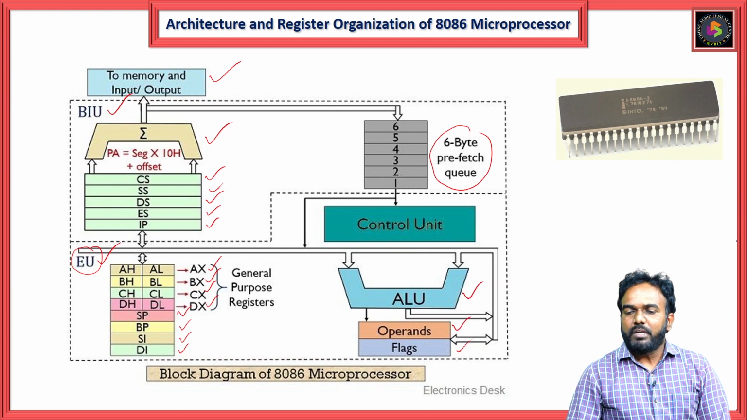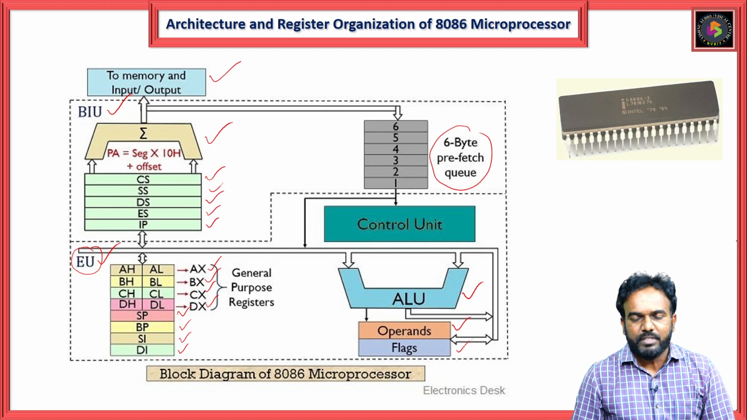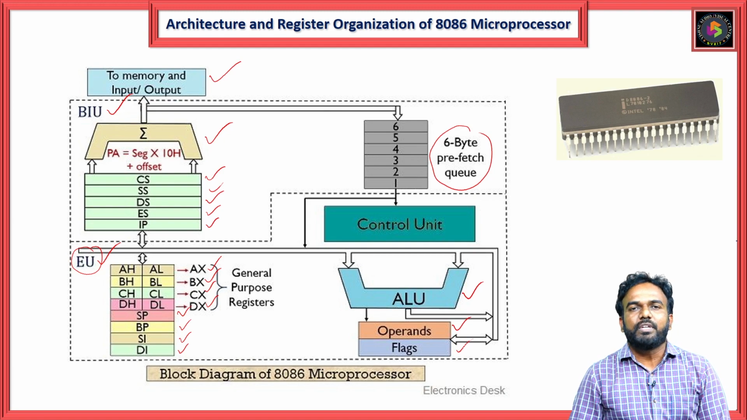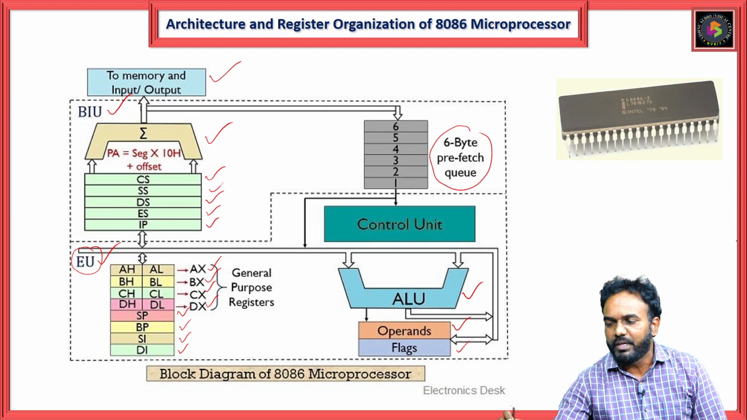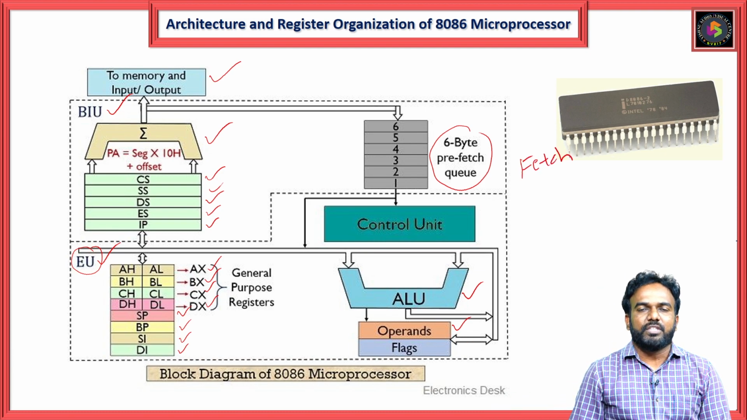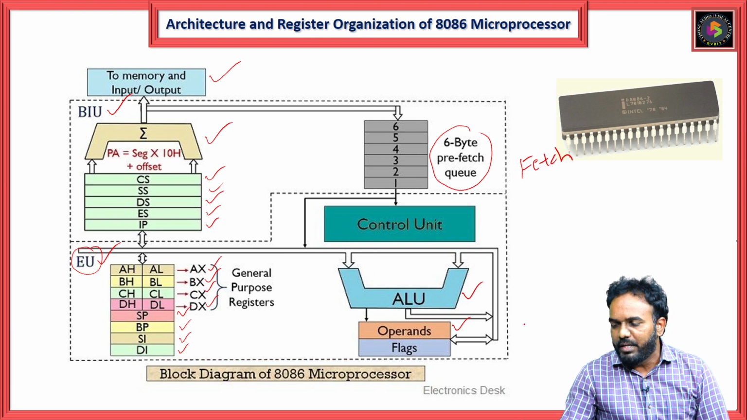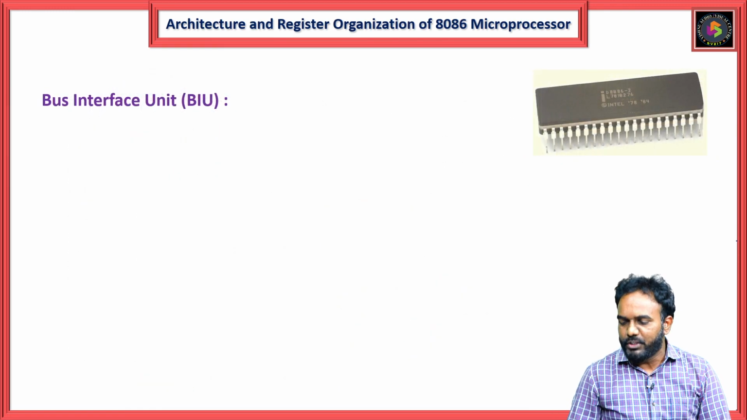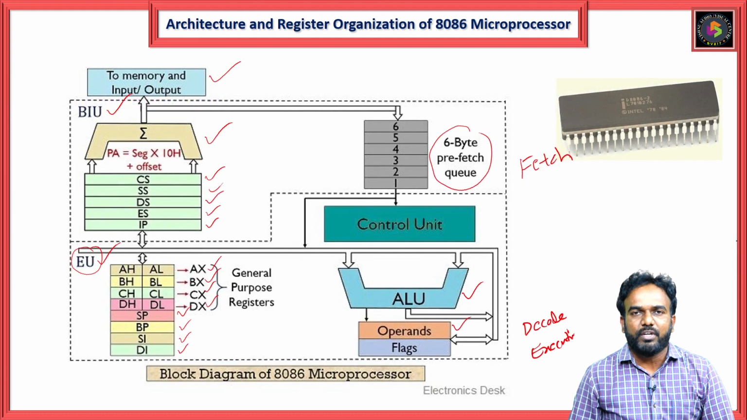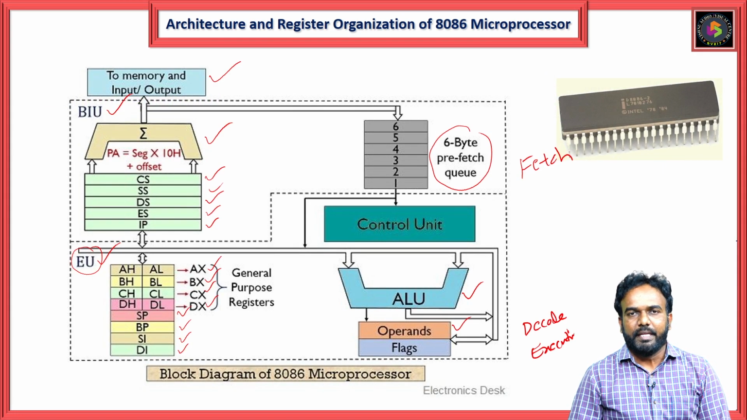Coming to the main operation of the bus interface unit: the main function of the bus interface unit is fetching the instruction. And the main purpose of the execution unit is decoding and executing. Decoding and executing are the main functions of the execution unit here.